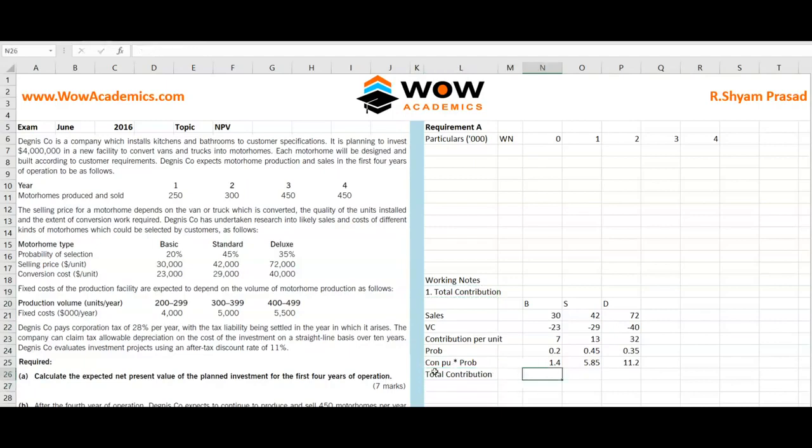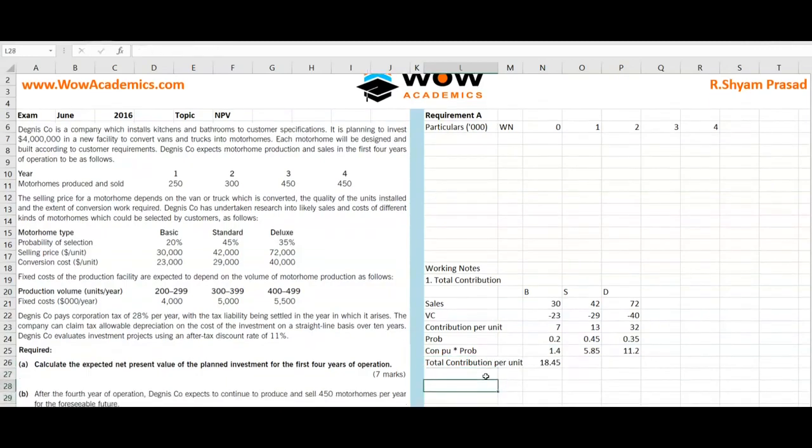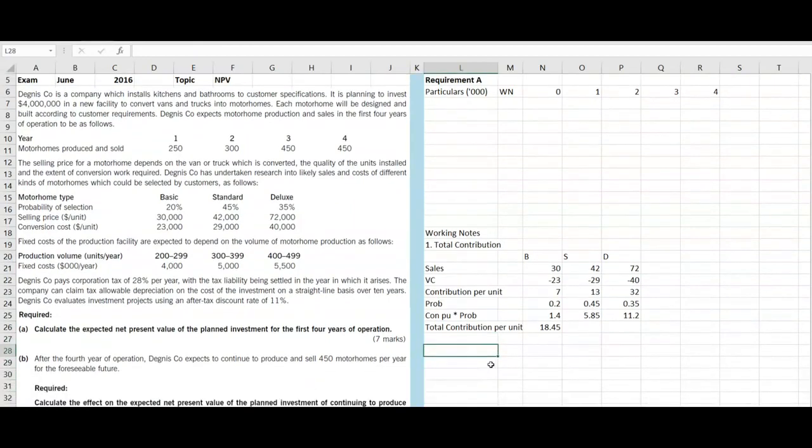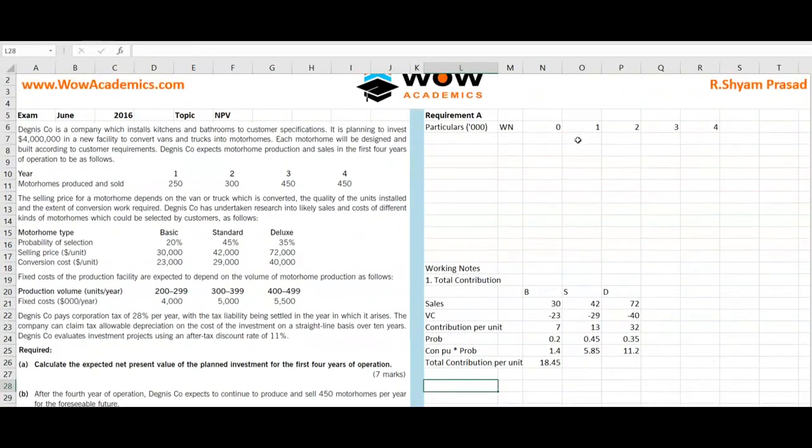So now you will get the total contribution here, and that would be an addition of all these numbers. So sum. So it's 18.45, and take it as per unit. It is still in per unit. Okay, so this number we can get it for the years. So in terms of years, we can put it like this.